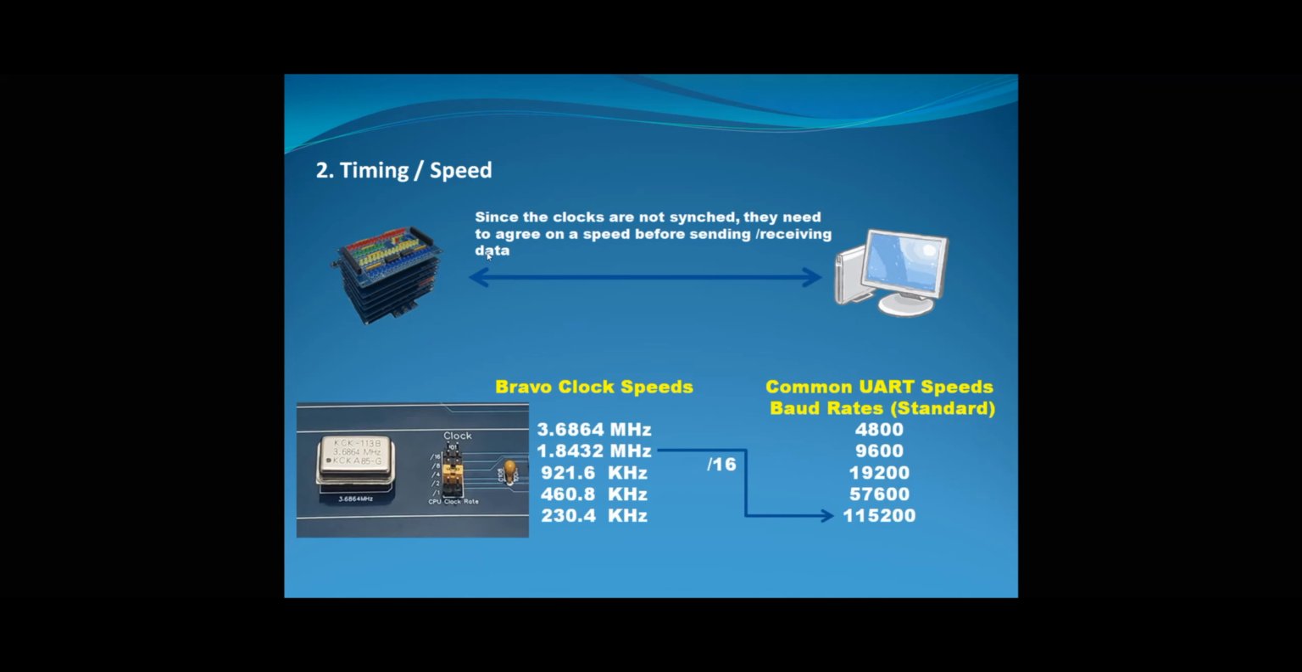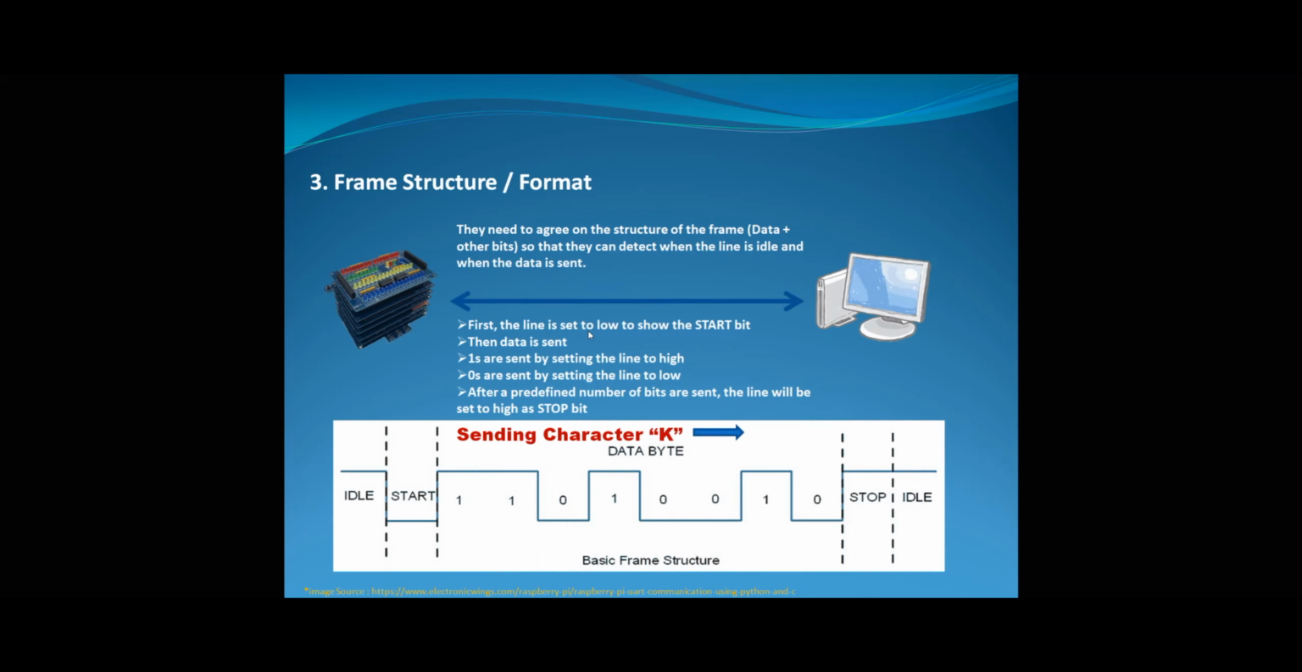The second challenge will be the same. Essentially, we have to match the speed, and we talked about that in detail in the previous video, how we could match the speed between the PC and Bravo. And finally, we have the structure and format of the data. Again, we talked about that in detail in the previous video. However, the difference here is that we are on the receiving side of the story, and therefore we have to detect a couple of more things.